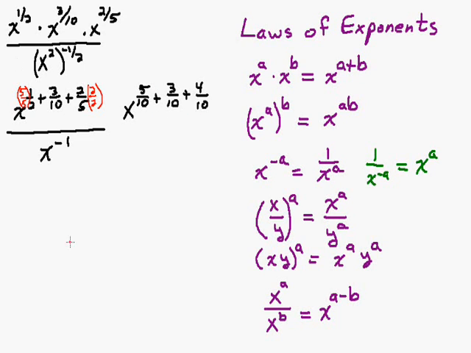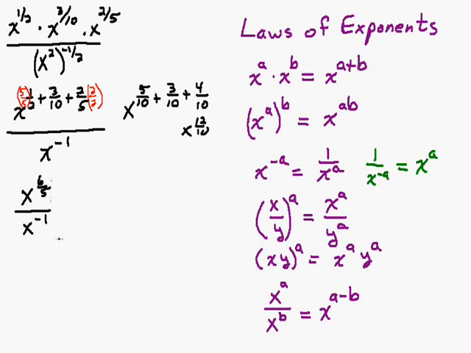Now we can add these fractions together. 5/10 plus 3/10 plus 4/10. 5 plus 3 is 8, plus 4 is 12. So that gives me 12/10, which reduces to 6/5. And so now I have x to the 6/5 over x to the negative 1. Everybody tracking me there? 5 plus 3 is 8, plus 4 is 12. I could just jot this down, I guess. 12/10, and that reduces to 6/5.